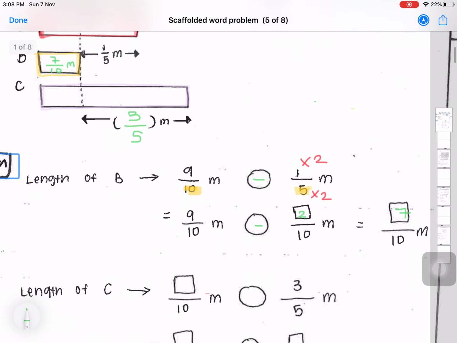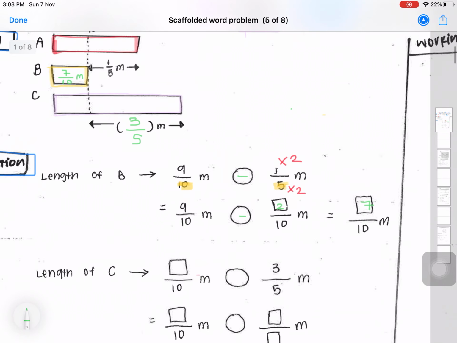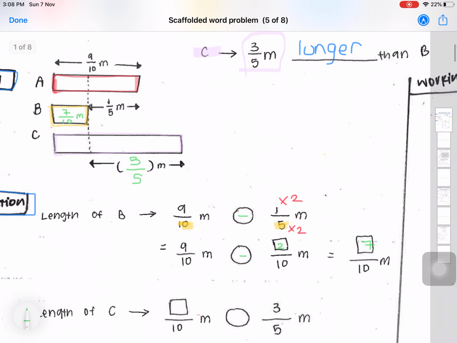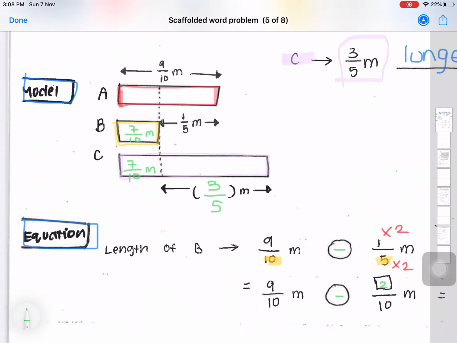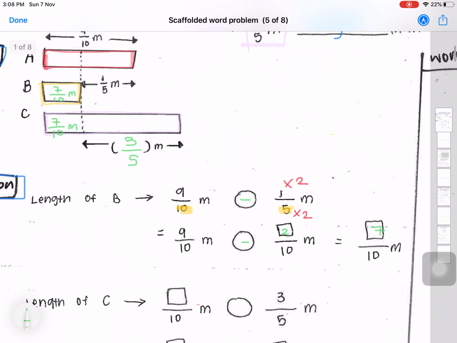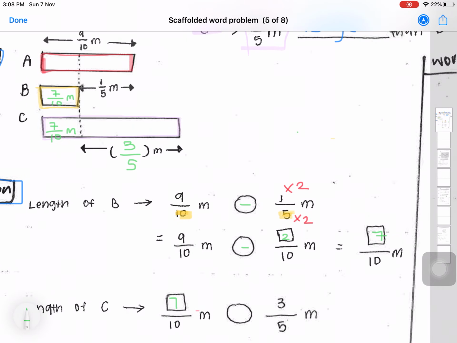Now let's look at wire C. To find wire C, we know that wire C is made up of 7/10 meter and 3/5 meter. So we are going to add 7/10 and 3/5. 7/10 plus 3/5.